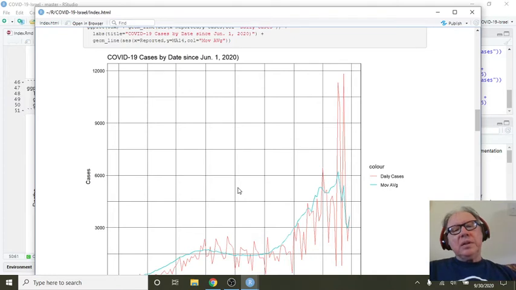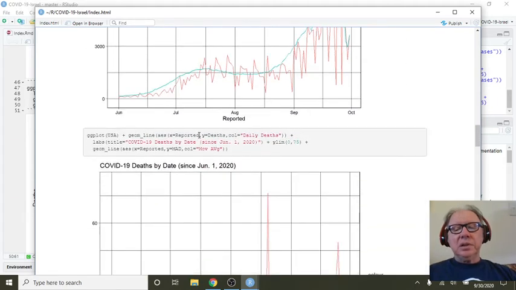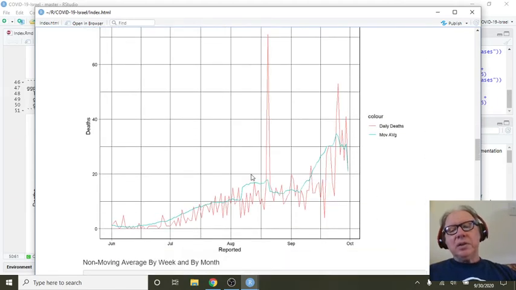So the cases, from June onward, you can see the steady incline upward. We have spikes. This is kind of interesting. And the 14-day moving average shows a decline here, which is sort of interesting. Deaths shows a climb up here.